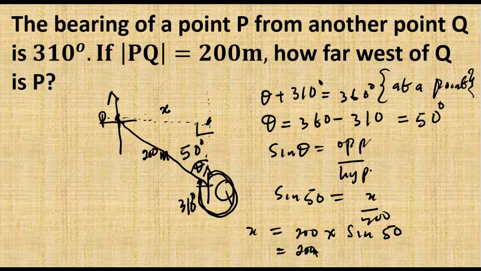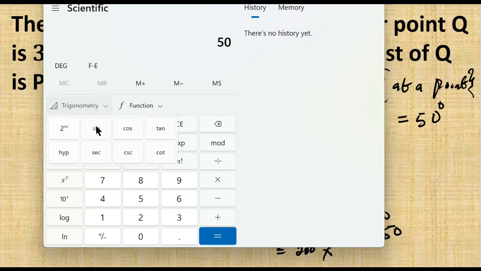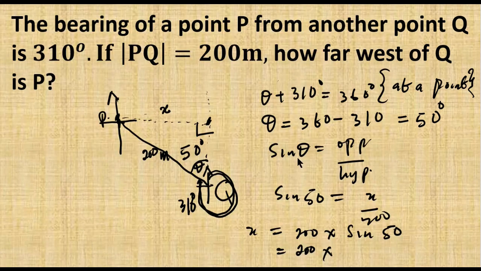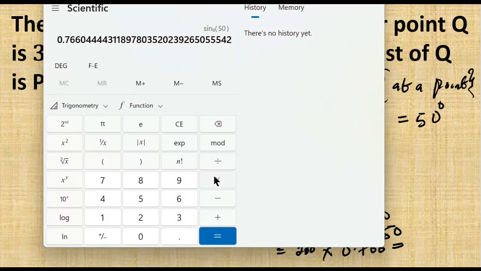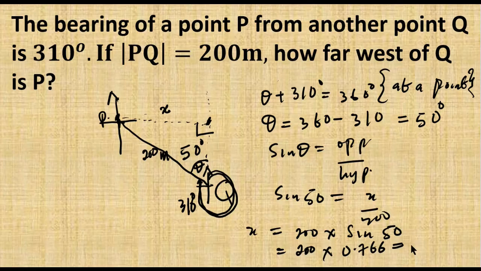Let's use a calculator. That will be 200 times the sine of 50. Sine 50 is 0.766, times 200, which is equal to 153.2, that's 153.21 meters. So we can say that P is 153 meters due west of Q.